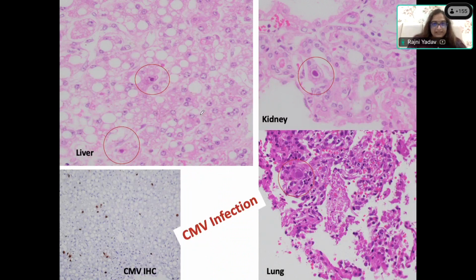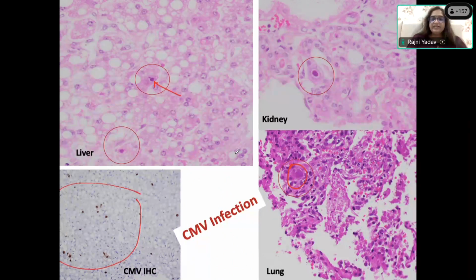Then this is another case. This is also a child. So here is the liver biopsy. So other than steatosis, what we can see here is that these nuclei are enlarged and they have these eosinophilic inclusions. This is the kidney biopsy. Again, big pink eosinophilic inclusions in the nucleus. This is the lung biopsy. Again, the inclusion. And see, these are beautifully highlighted with the CMV IHC.